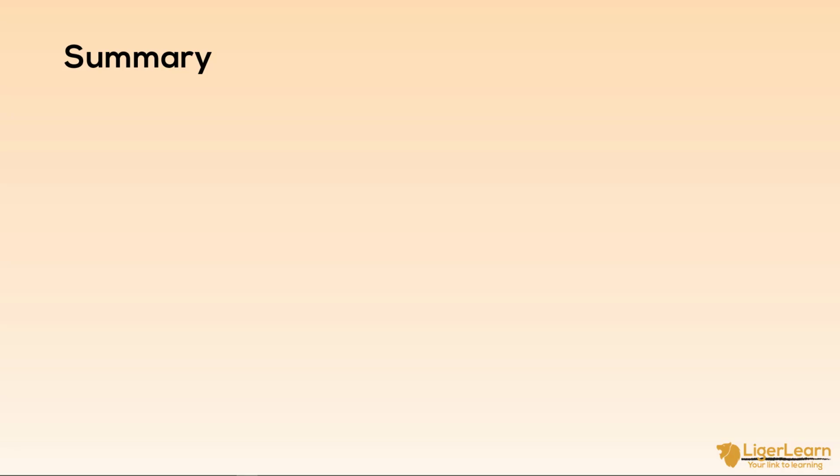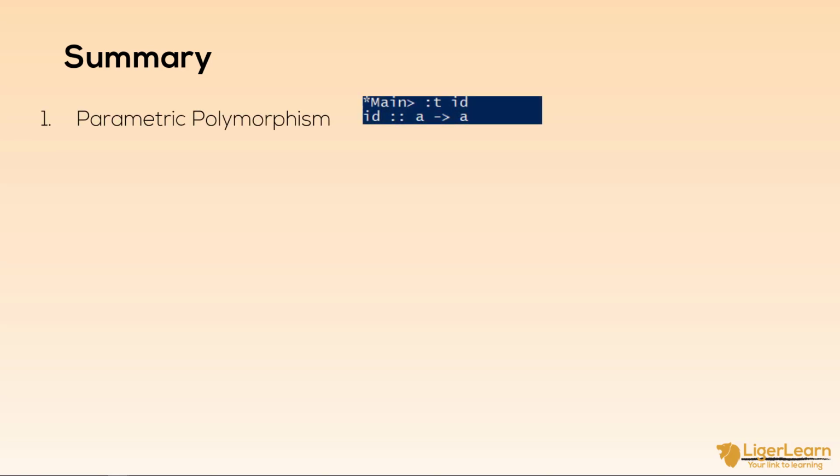We've covered a lot in this module. We began by looking at parametric polymorphism and saw how we can use lowercase names, customarily a single character like a or b, to represent any type in our function signatures. Then we discussed kinds. We can think of a kind as the type of a type.